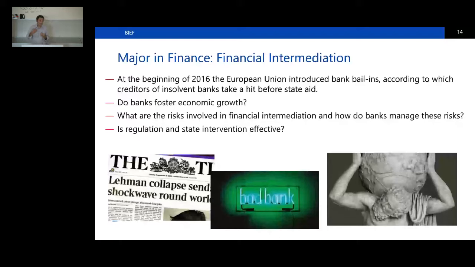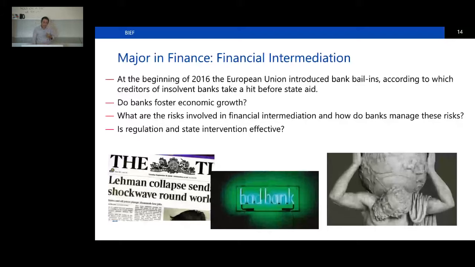If you think about the Lehman collapse, the great financial crisis of 2007, 2008, it was clearly exposed that there were special risks in the banking system that were not managed properly. And then the third question is, there is a new piece of regulation in this example. How do we evaluate whether this new piece of regulation is effective or not? Which is, did this bank bail-in regulation achieve its goal of promoting more market discipline on the banking system?